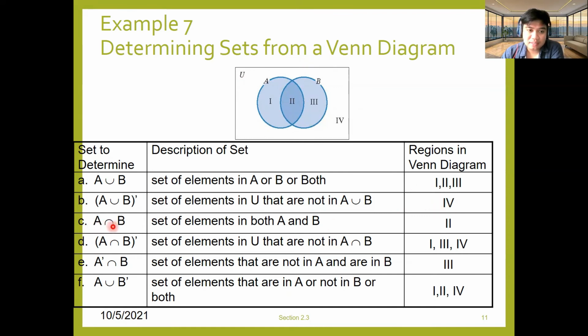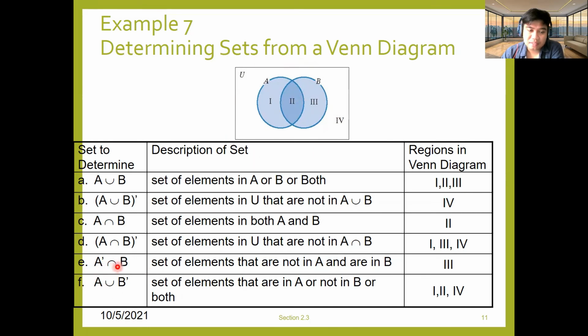And we have A intersection B, the set of elements in both A and B. So we know ditong A and we have B. So yung intersection nila is yung region 2. So region 2 yung A intersection B. And we have A intersection B prime, a set of elements in U that are not in A intersection B. So kung A intersection B is yung region 2, so ibig sabihin nun ang A intersection B prime is yung nasa region 1, region 3, and region 4.